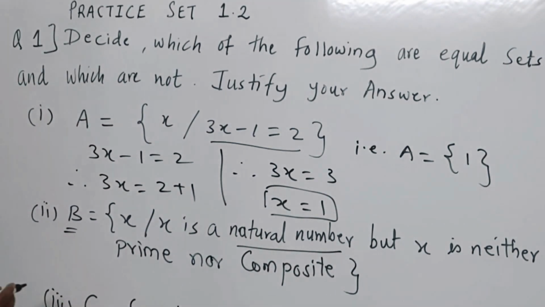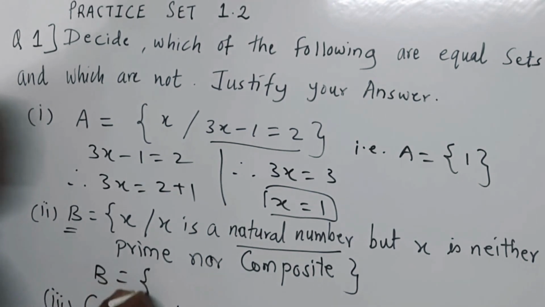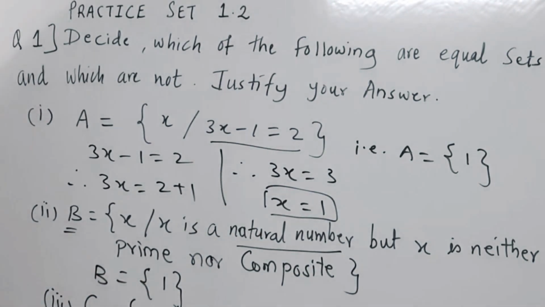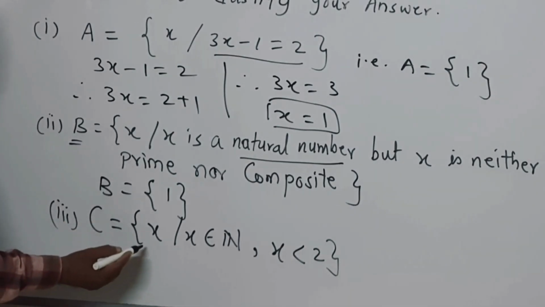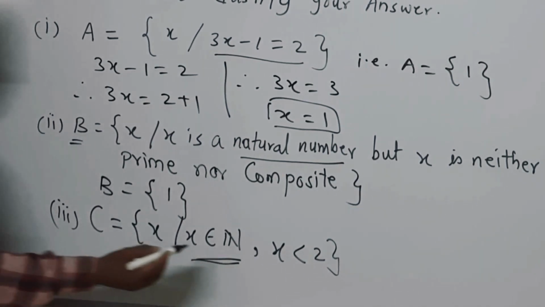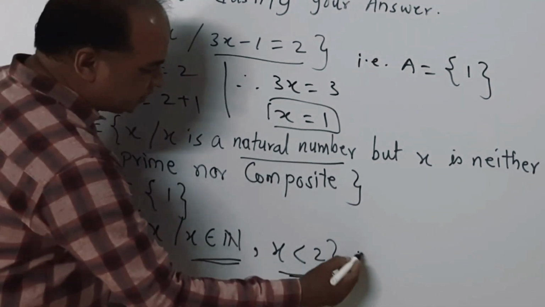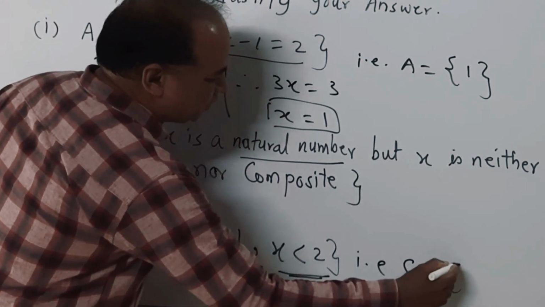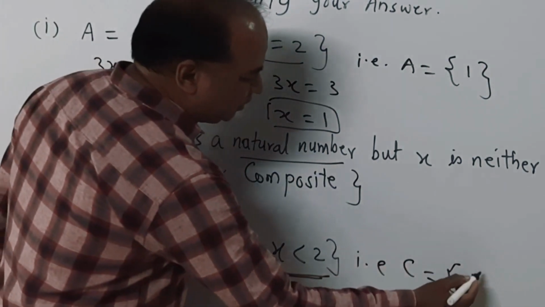Now second, set B, all x such that x is a natural number but x is neither prime nor composite. So a natural number which is neither prime nor composite, that is 1. So set B is equal to singleton, that is 1. Now the set C, C is all x such that x belongs to natural numbers and x is strictly less than 2. That is, set C is equal to the number which is a natural number but less than 2, which is 1.